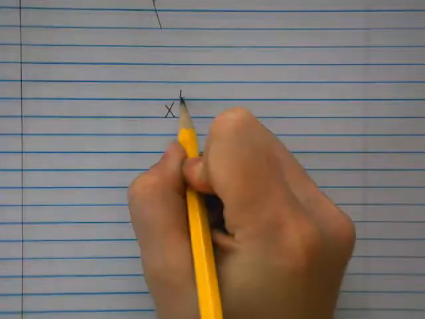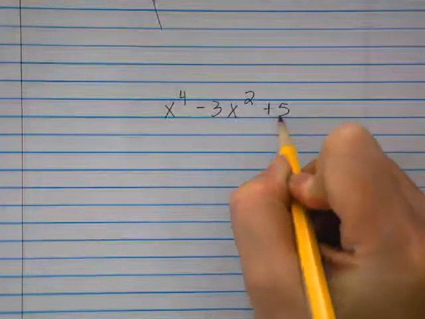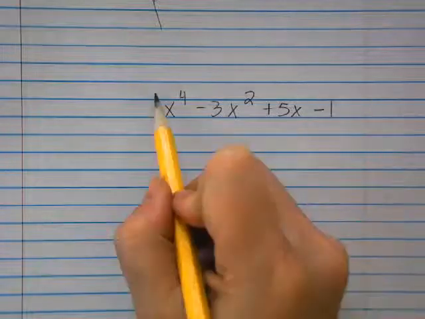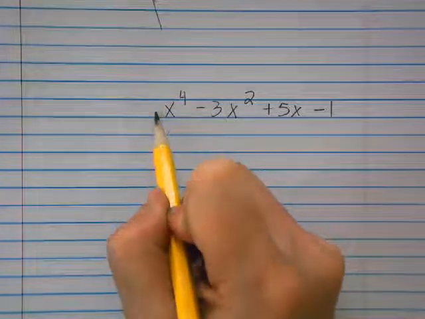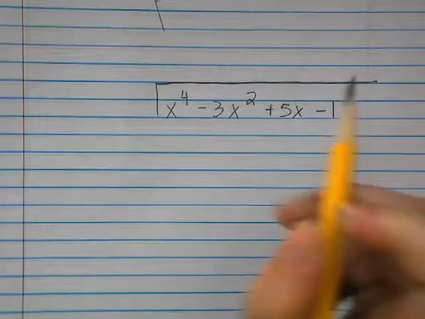Alright, you guys, question 3 is review from last year, dividing polynomials. So let's go over it, and then if I have time at the end of all of these videos, I'll give you some other practice questions on it. But we have x to the 4th power minus 3x squared plus 5x minus 1. That's our dividend. Our divisor, or what we're dividing by, is x squared minus 3.